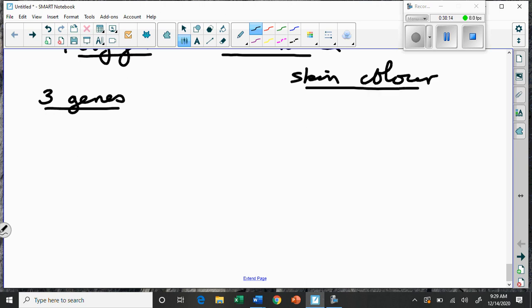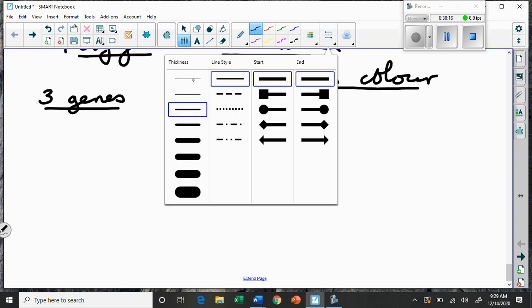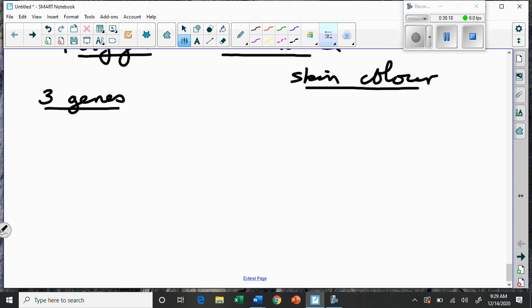Skin color. 3 genes involved. Let me get to a thinner pen here. And so the genes are, there's going to be one where you can have these alleles, A, you can be heterozygous, or you can be homozygous recessive for that gene. Then there's another gene and the possible things you could be are homozygous dominant, heterozygous, or homozygous recessive. Those are the 3 ways that gene could work out, right?